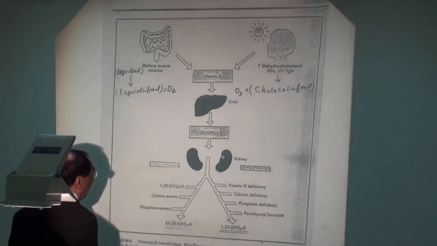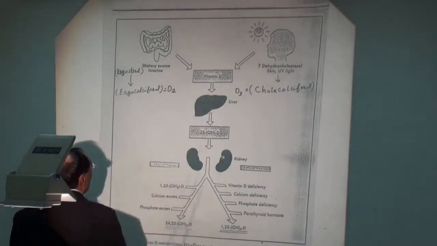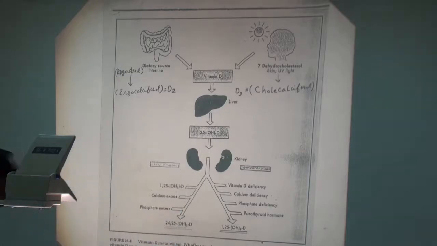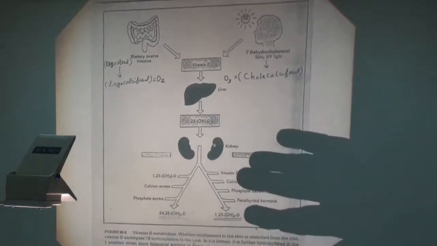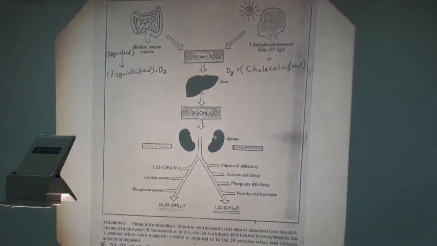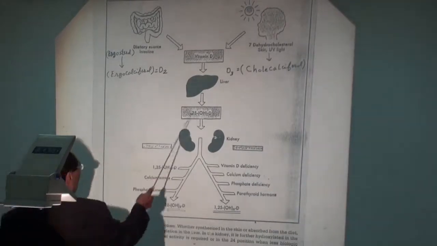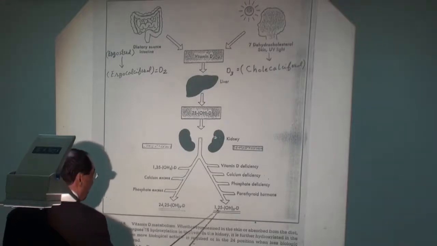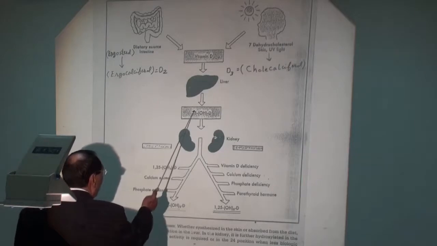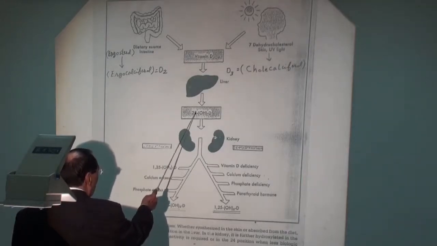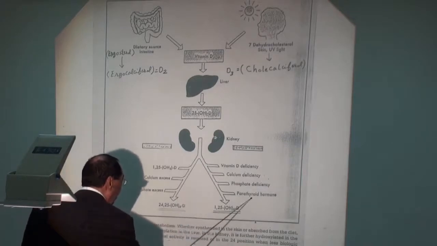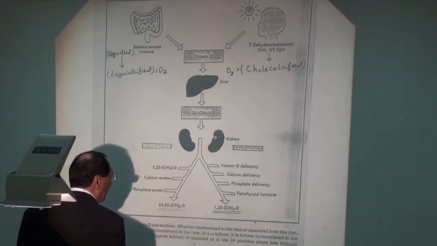Both are transferred into the liver. In the liver, they are metabolized to produce the 25 derivative. This derivative is transferred into the kidneys. In the kidneys, this 25 derivative produces the 1,25 derivative under the effect of these factors.